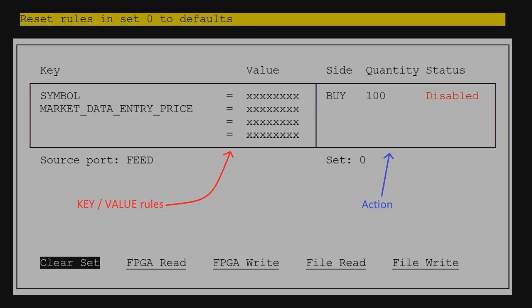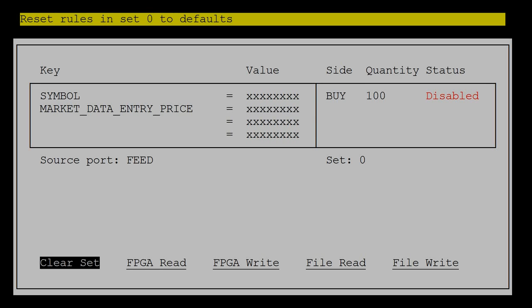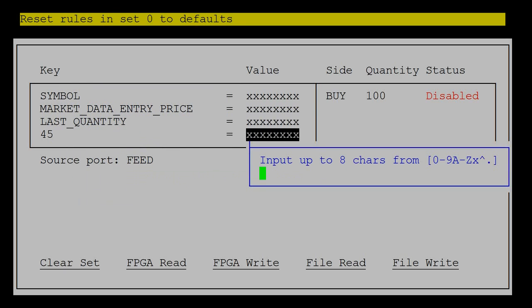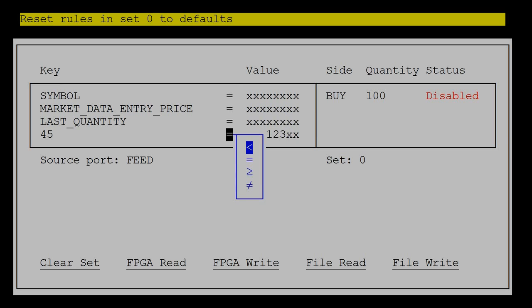These triggers will be updated in real time over PCIe or 10 gig Ethernet by the high-level trading algorithm running on an x86. However, for this demonstration we are manually changing the triggers via the configuration terminal to allow testing of specific cases. Any valid FIX key and ASCII value may be used, along with the conditions less than, greater than, equal or not equal.